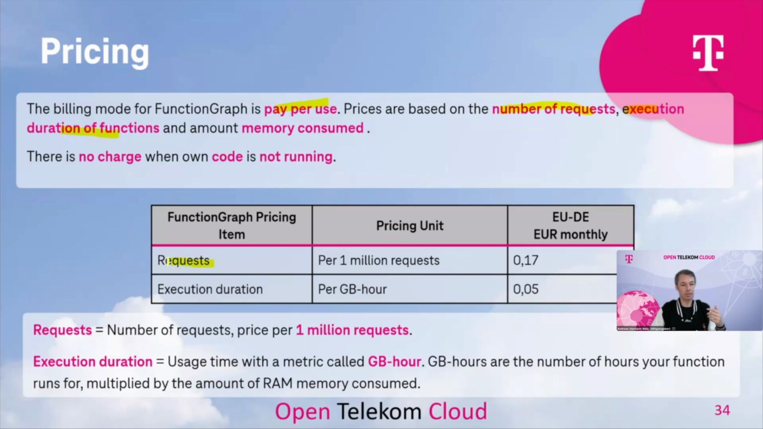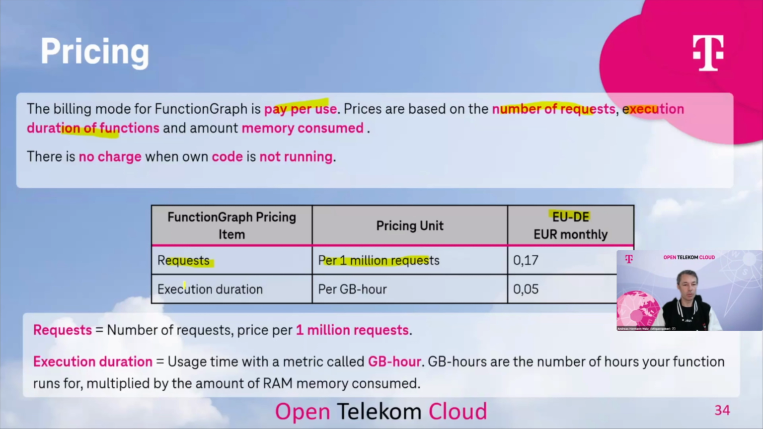One is with the requests, and you will be charged per 1 million requests with 17 euro cents. By the way, the pricing here is for EU-DE. So at present, FunctionGraph starts just within the data center in the region of EU-DE. And in the near future, we would like to also enhance that to another region, the Netherlands region, but we start now with the EU-DE region.